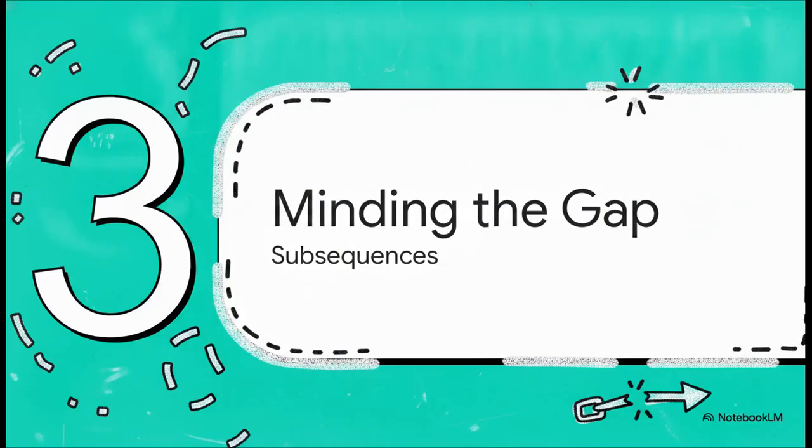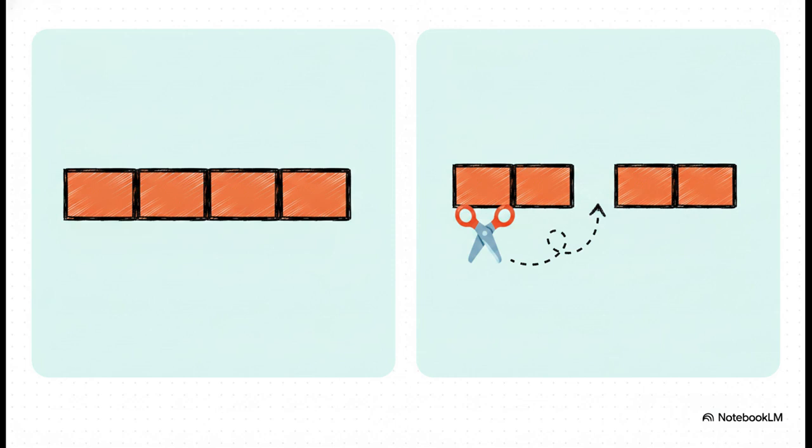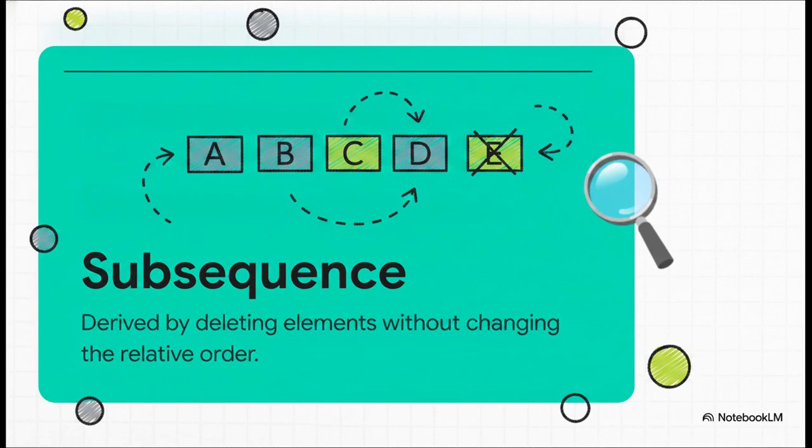Okay, on to Section 3, minding the gap. Let's talk about subsequences. Let's compare exactly what changes here. Where a subarray demands an unbroken, contiguous chain with absolutely zero exceptions, a subsequence bends that rule by allowing you to delete elements and create gaps. You are finally allowed to skip over things. The crucial takeaway is that a subsequence maintains the relative order. It doesn't need to be contiguous.